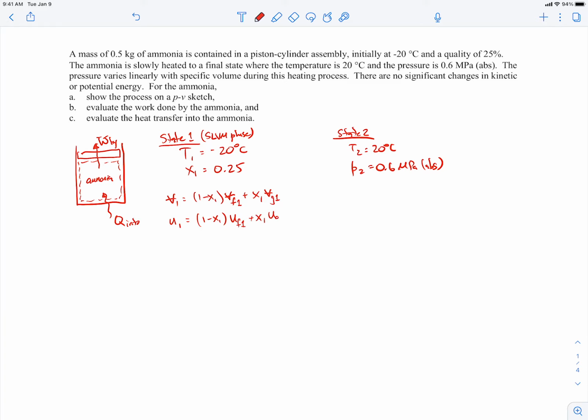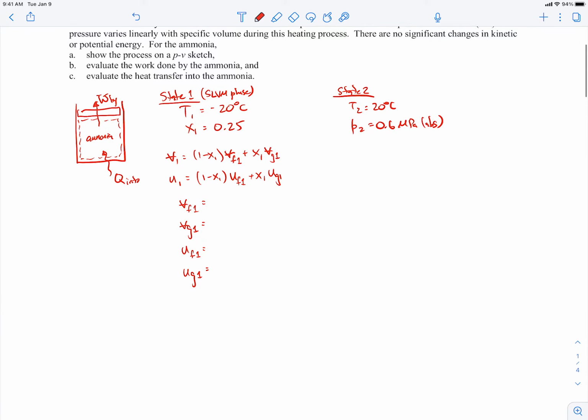So in order to do those calculations, we need to figure out what the specific volume in the saturated liquid and vapor states are. So let's write this down. Same thing for the specific internal energy. I'm getting my words all mixed up here. Okay, so we need to determine what the specific volume is in the saturated liquid and vapor states, and what the specific internal energy is in the saturated liquid and vapor states.